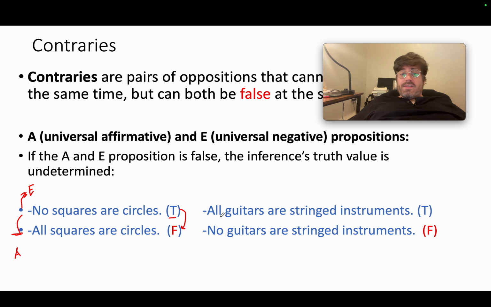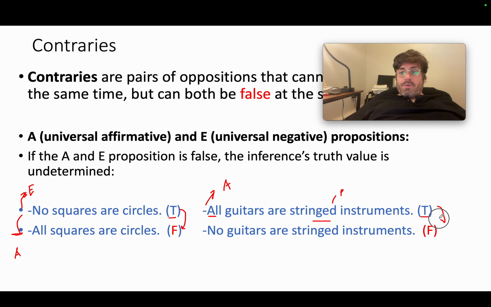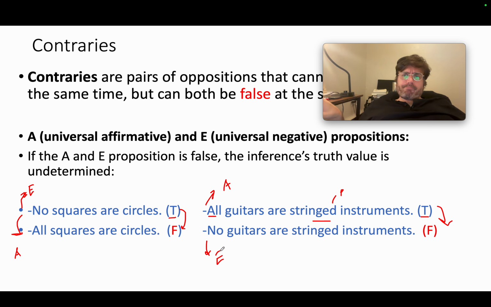Similarly, let's look at this sentence. All guitars are stringed instruments. Again, this is an A proposition. This is a universal affirmative. We're saying all guitars really belong to this predicate, stringed instruments, right? This is the predicate. If this value is true, then we can similarly infer that the contrary, the E proposition, no guitars are stringed instruments, is false, right? There's probably a common intuition, a leap of inference you can make about that.